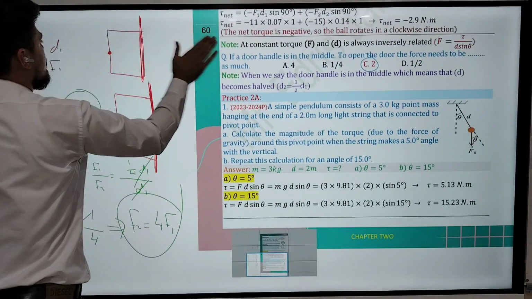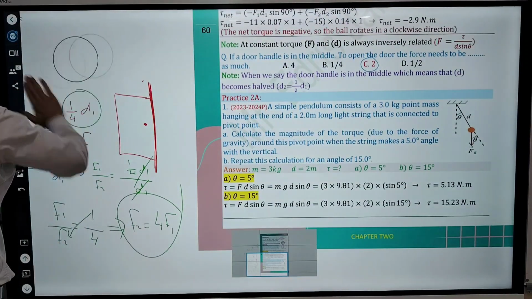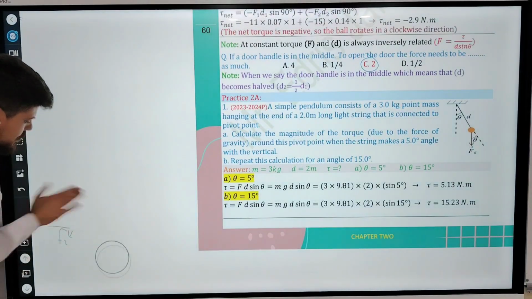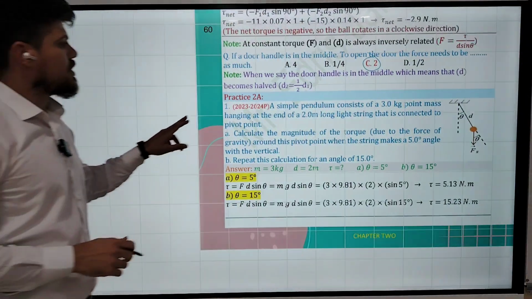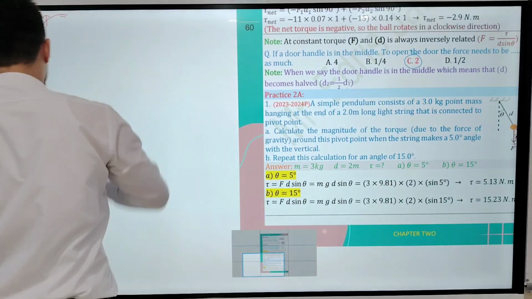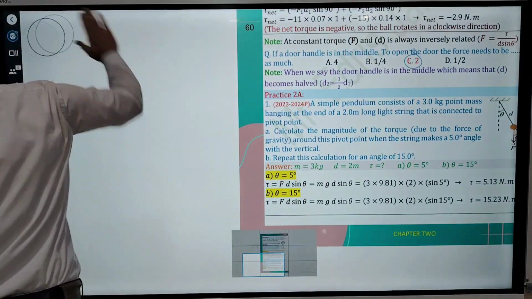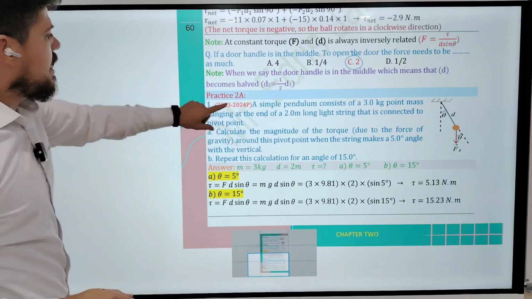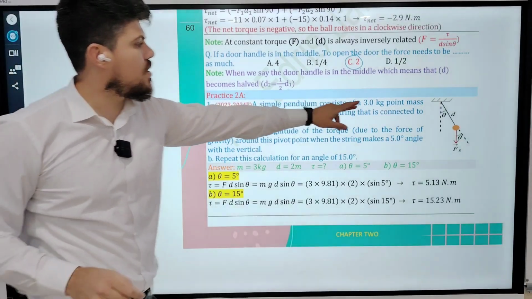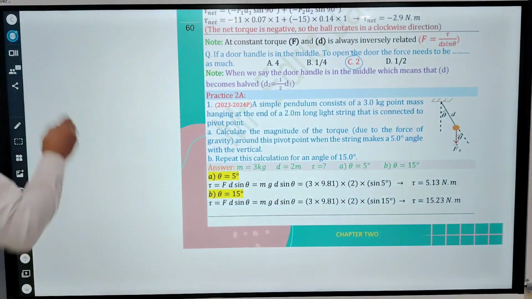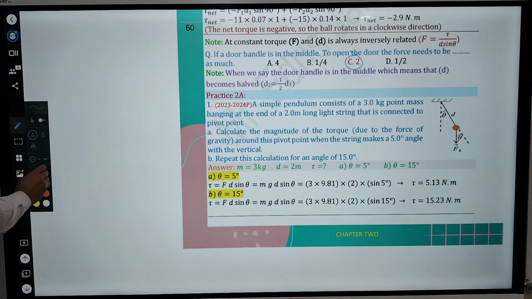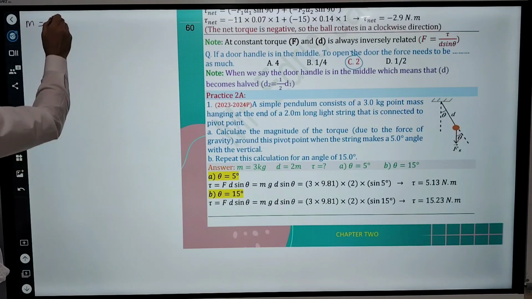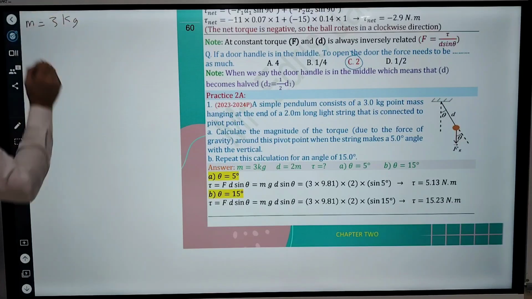Question 1, practice 2A. Look at this question. It is a very good question, and this question was brought this year in the preparation test, when they did it in March, okay. How can you solve this question? A simple pendulum consists of what? A 3 kilogram point mass. Mass is given in that case. The mass of the pendulum is 3 kilogram.